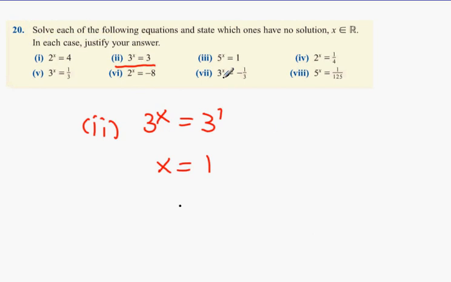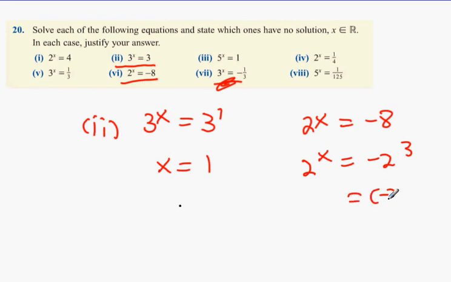Now, next one. Do this one here, right? 2 to the power of x equals minus 8. Now the problem with minus 8 is you can say it's minus 2 cubed, which it is. Now, it's minus 2 in brackets cubed. Now the problem is they aren't compatible, because 2 to the power of any number will not give you minus 8.